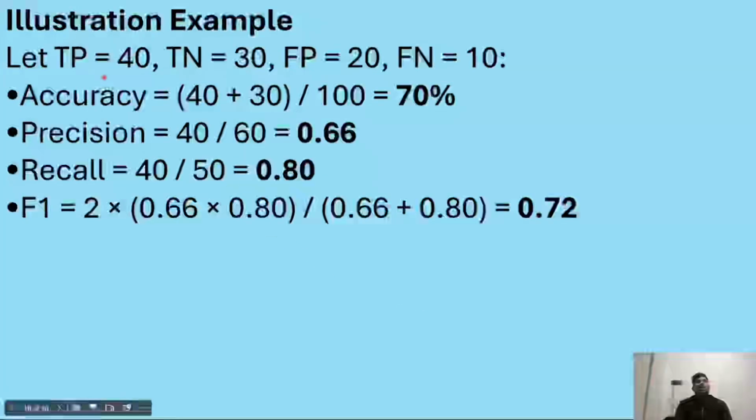Now, with an example, let TP equal 40 and TN equal 30 and FP equal 20, then FN equals 10. So, accuracy equals 40 plus 30 upon 100, equals 70%, precision equals 40 upon 60, equals 0.66, and recall equals 40 upon 50, equals 0.80, and F1 equals 2 into 0.66 into 0.80 divided by 0.66 plus 0.80, equals 0.72.